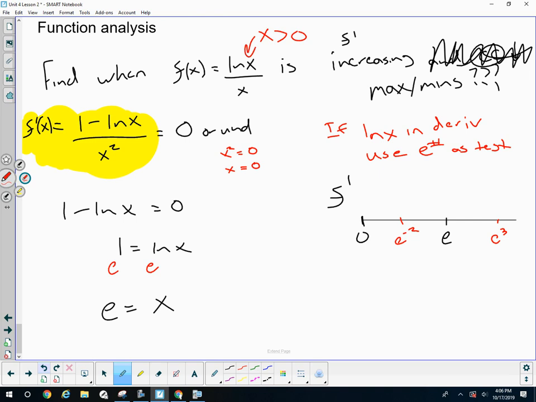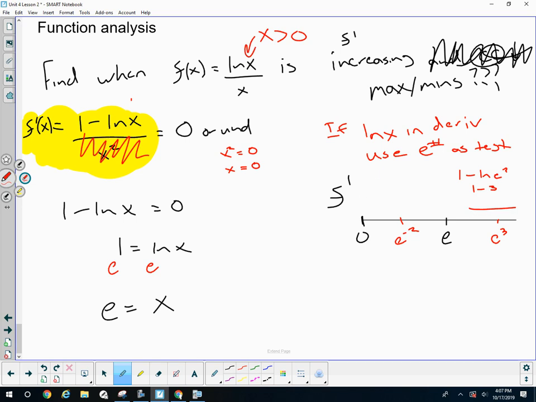Fine. Now watch what happens if I plug in e cubed. Now, remember, e to any power is positive, but also I'm squaring in the denominator. My denominator is positive, so I don't even have to worry about the denominator. Forget about the denominator. It's just positive. Let's worry about the numerator. 1 minus log e cubed. 1 minus 3. Negative 2, it's negative. It's a negative divided by a positive, it's a negative.